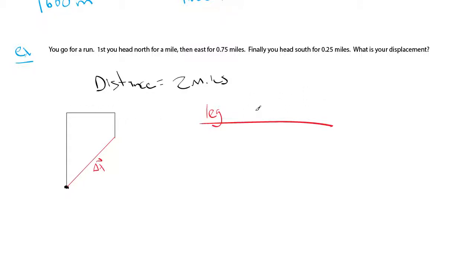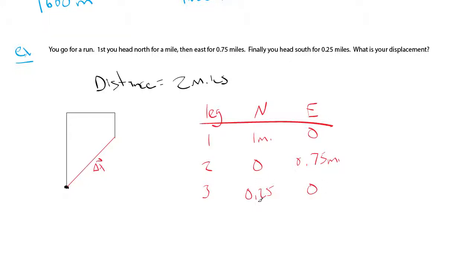So what I'm going to do is make a little table here, and I'm going to add up each component in its own column. I'm going to add up how far I've gone north and how far I've gone east. For leg 1, I've gone north 1 mile. In that leg, I didn't go east at all. In leg 2, I go east for 0.75 miles, but I don't go north at all. And finally, in leg 3, I go south for 0.25 miles, and I don't go east at all.